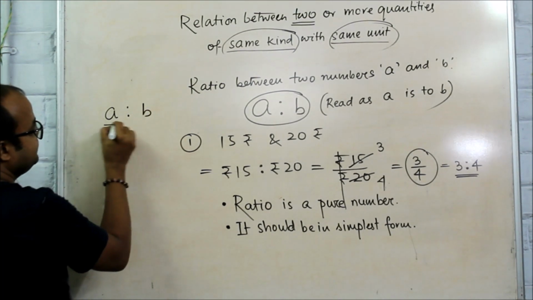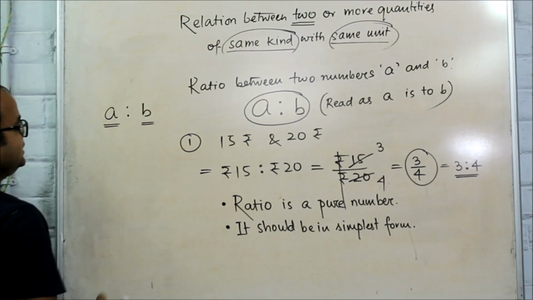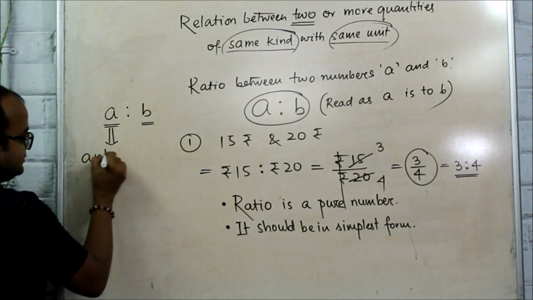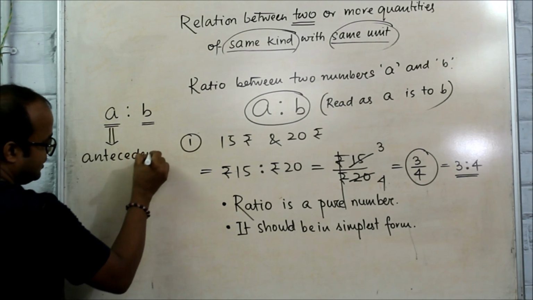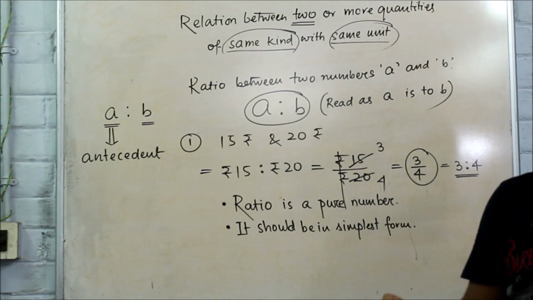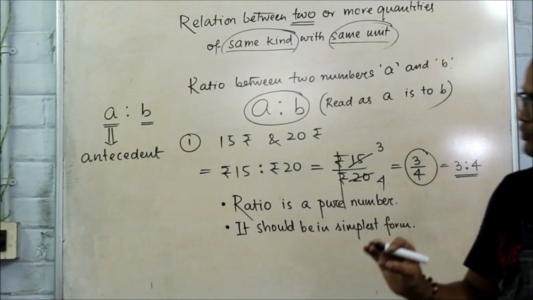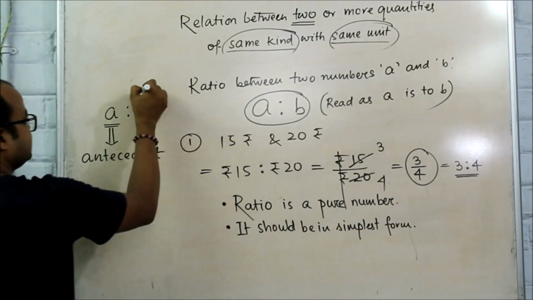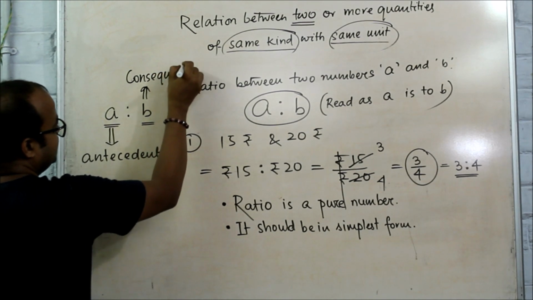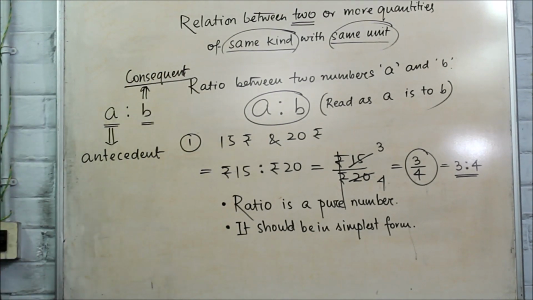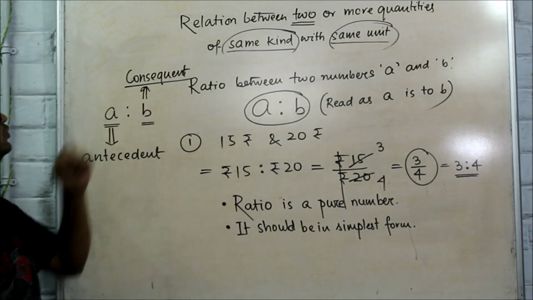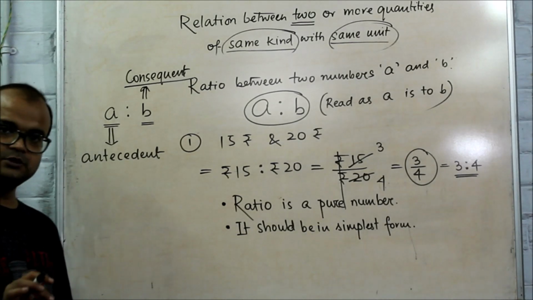Now next, in this two term, A is to B. This is the first term and this is the second term. The first term, that is A, is called the antecedent here, and the other one, that is the second term, is called the consequent. This is antecedent and the second part is known as the consequent. Clear?